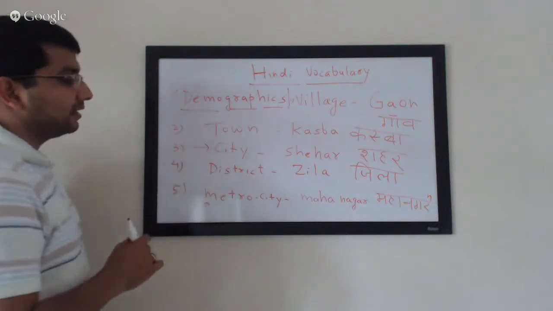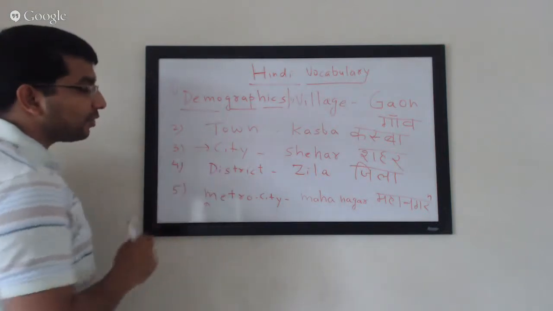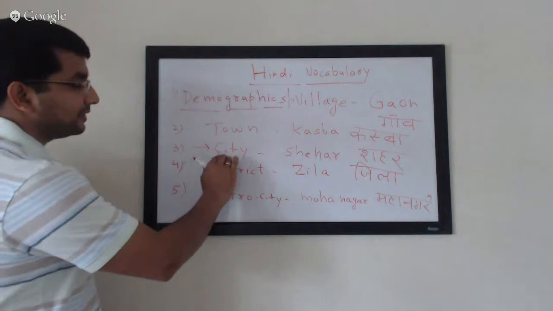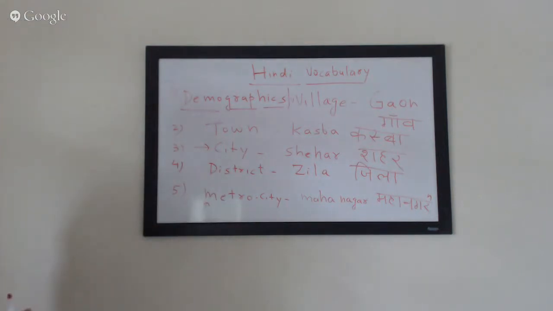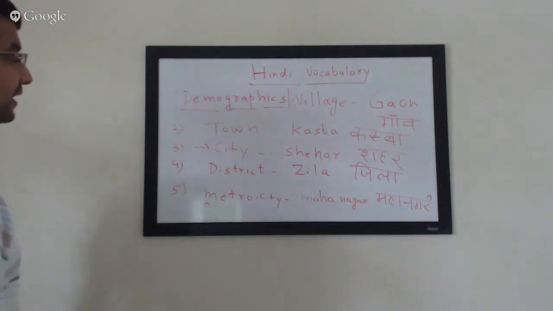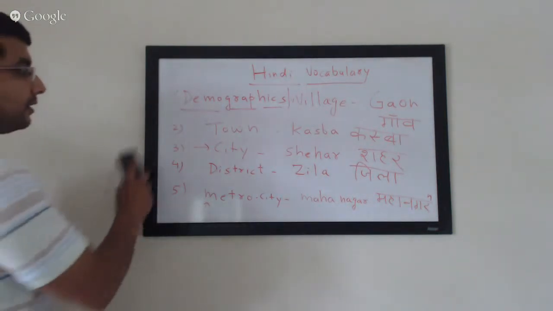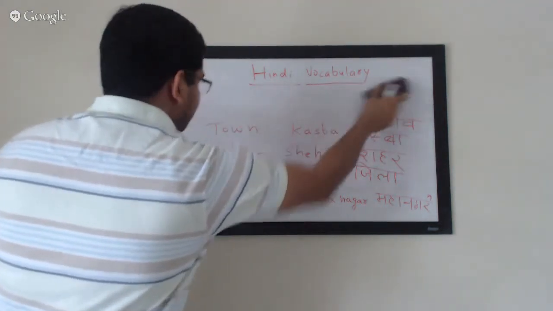Even if you talk about the US, right? The New York will fall into the city. Right? There are some cities which are definitely bigger than the district. Right? So those are the five. Let's continue with the even bigger than metro cities such as states and all. So I'll continue writing more words here.